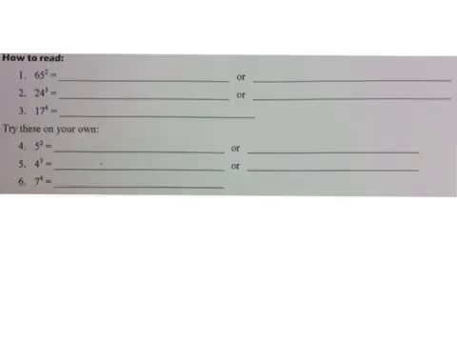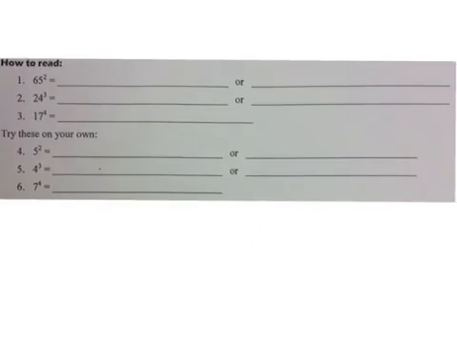Okay, so now we're moving on to the section that is how to read these. There's a normal way to read them, and then a couple of them have an extra special way that we can say them. So we'll go through the normal way first, and then I'll show you the special way. So for number 1, it's got a 65 as the base and a 2 for your exponent. So the way we would read this is 65 to the 2nd, because it's a 2, to the 2nd power. So let's write in there 65 to the 2nd power.